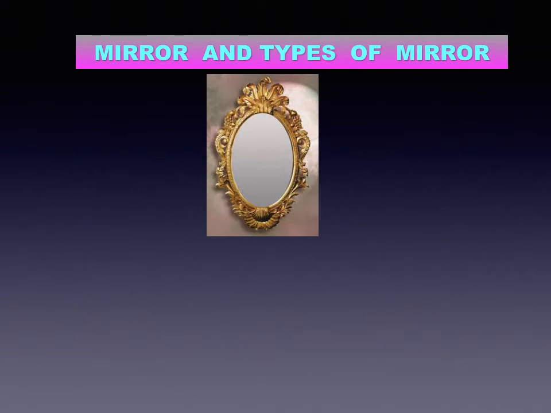The German scientist named Justus von Liebig coated the plane surface of a piece of ordinary glass with silver metal and made the first mirror. Such a mirror is called a silver glass mirror.